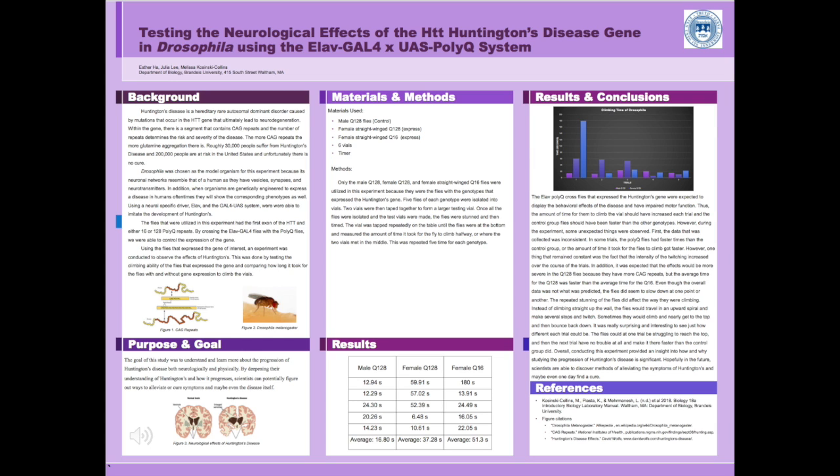Drosophila have vesicles, synapses, and neurotransmitters. The similarity in neuronal networks means that the flies will have phenotypes that closely resemble those of Huntington's disease in humans.